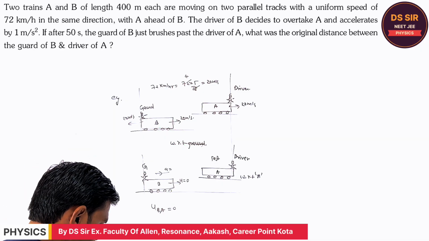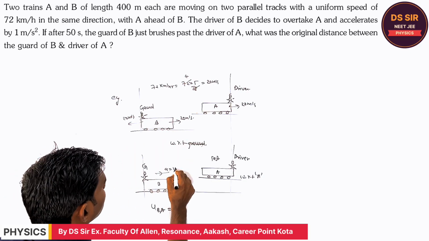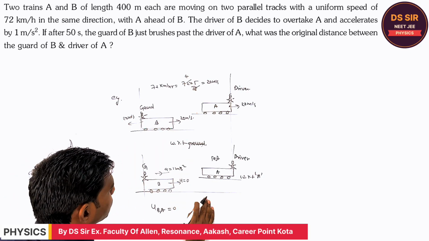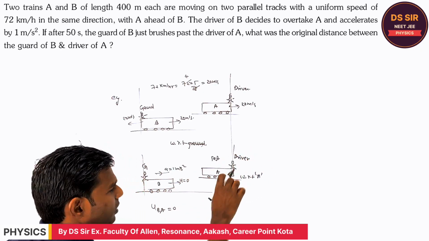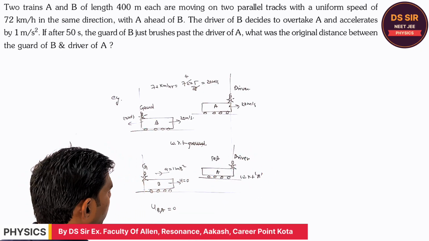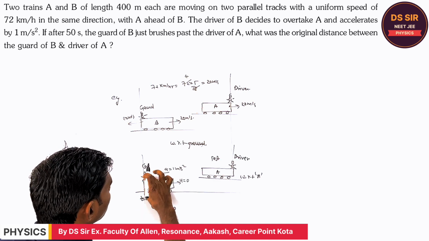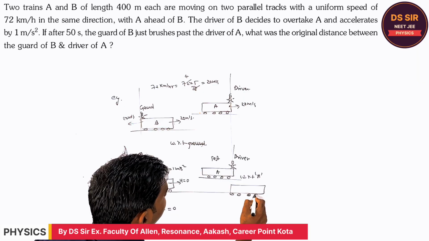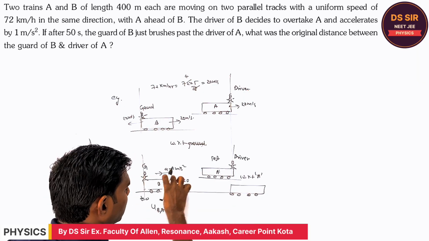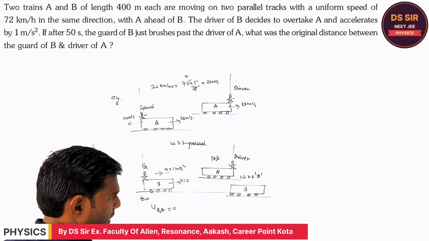The acceleration is, what is the acceleration? 1 meter per second square. So this is the relative acceleration. This car is coming towards A with the acceleration a, and after some time it starts from here, t is equal to 0. When it passes this train, it is at rest, and car A is moving, car B is moving in this way. Are you getting?